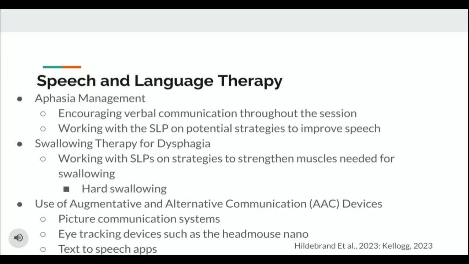And then you also want to try to incorporate the use of augmentative and alternative communication devices, or AAC devices. This could include picture communication systems, eye tracking devices such as that Head Mouse Nano that we've seen recently, and of course text-to-speech apps, just providing them a variety of different options to communicate with others if they are currently unable.